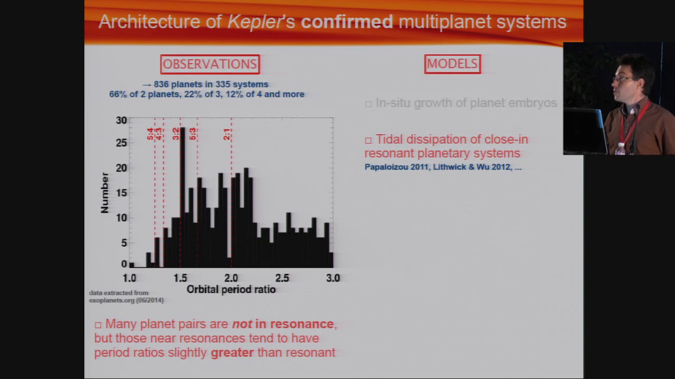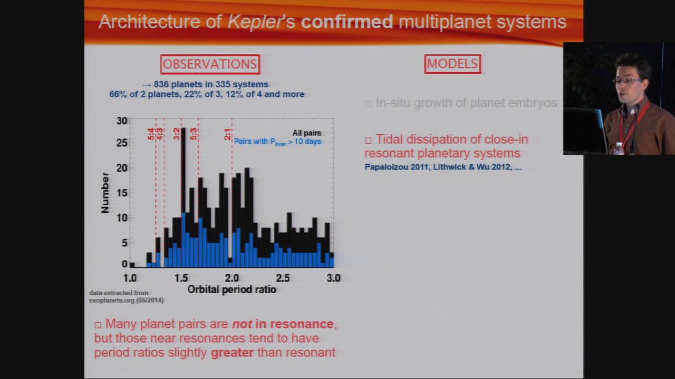However, this requires tidal dissipation to be efficient, and this requires the planets to be sufficiently close to their host star. And if you look at the pair ratio distribution with only planet pairs where the innermost planet is orbiting beyond 10 days, then, although there are not that many planet pairs concerned, we see that there is some similar trend, with planet pairs tending to be slightly wide of resonant pair ratio. So I think this is showing that tidal dissipation may not be the only mechanism to account for this observed feature.